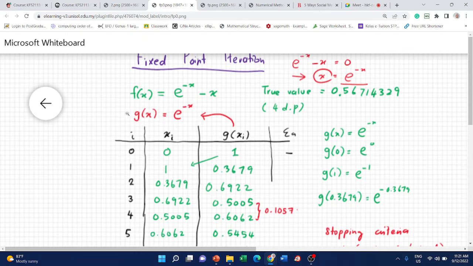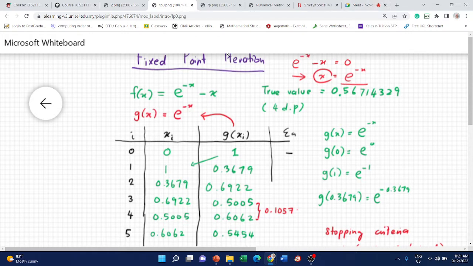The function in red here is the one that we are going to use in the numerical table. You might have a different function, let's say a quadratic, f(x) equal to x squared minus and so on. Then you have to express x on the left hand side. So there are different ways of transforming the function, depending on the type of function.